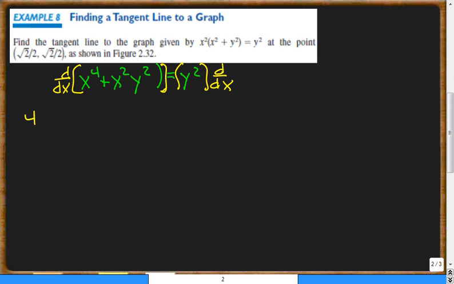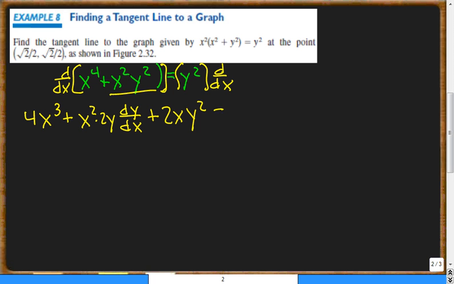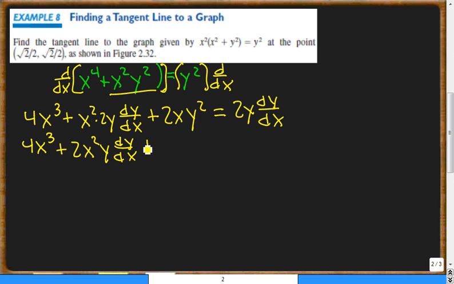So this, you should end up with 4x cubed. Now we've got to do the product rule here. So we're going to end up with x squared times 2y dy/dx plus 2xy squared, and that's going to equal 2y dy/dx. So if we simplify, we'll get 4x cubed plus 2x squared y dy/dx plus 2xy squared equals 2y dy/dx.